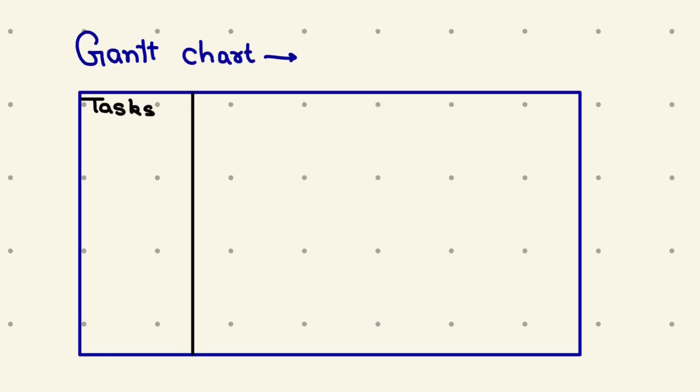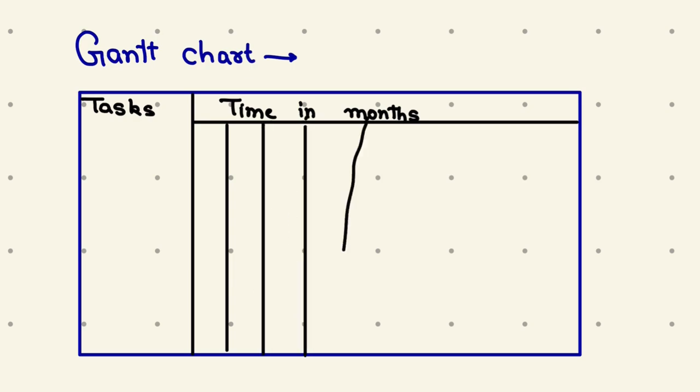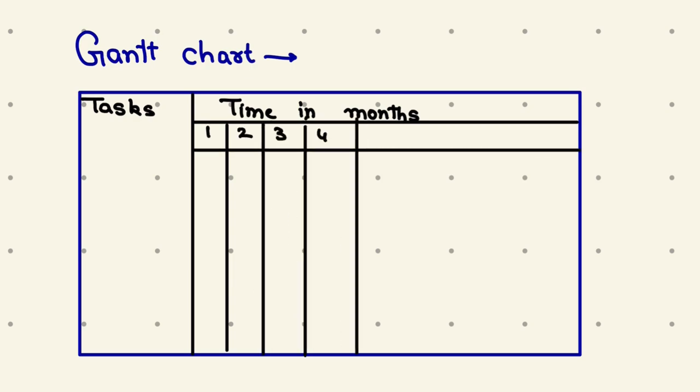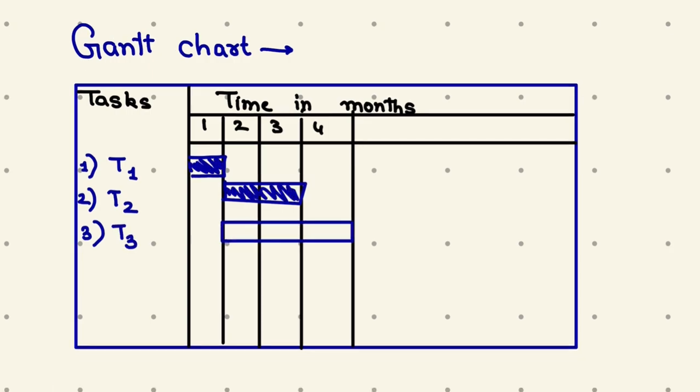So let's take an example. So this is a Gantt chart which is representing tasks and time in months. So basically, time in months is measured like task 1 is completed in 1 month. Task 2 is started from the second month and completed in the third. And task 3 is completed from the third to the fourth month.